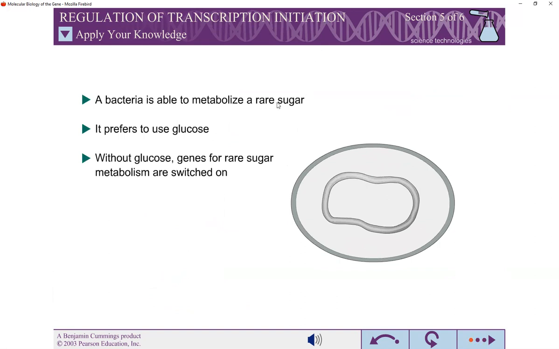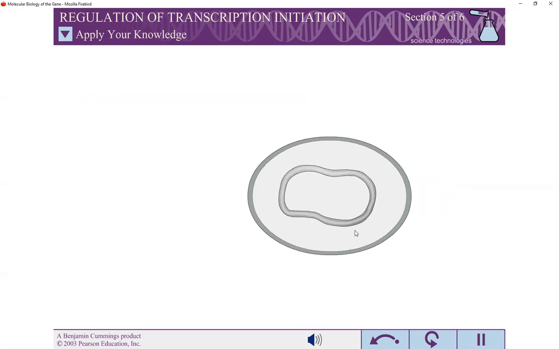The bacteria is able to metabolize a rare sugar, and this rare sugar is present in the case of flowers. The first substrate for the bacteria is glucose, and the second is the rare sugar. Without glucose, genes for rare sugar metabolism are switched off. Only these genes will be switched on when there is no glucose molecule.